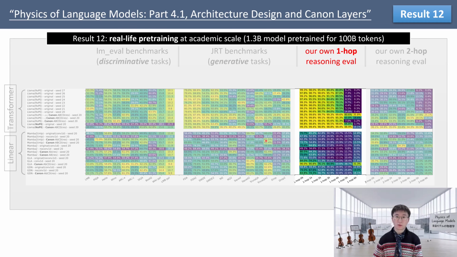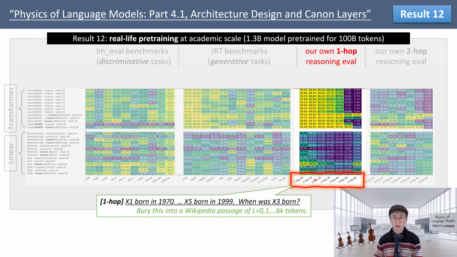The next set of results I'm going to read with you is regarding our own design of the one-hop reasoning. We designed the task as follows. We give the model 5 sentences about 5 random people. We generate the people's names using random English names, and say they were born in some randomly chosen years. Then we ask the model in the 6th sentence which year one of the persons was born in, and we bury those 6 sentences into a randomly chosen Wikipedia passage of L tokens, where L is between 0K, 1K, and 6K.